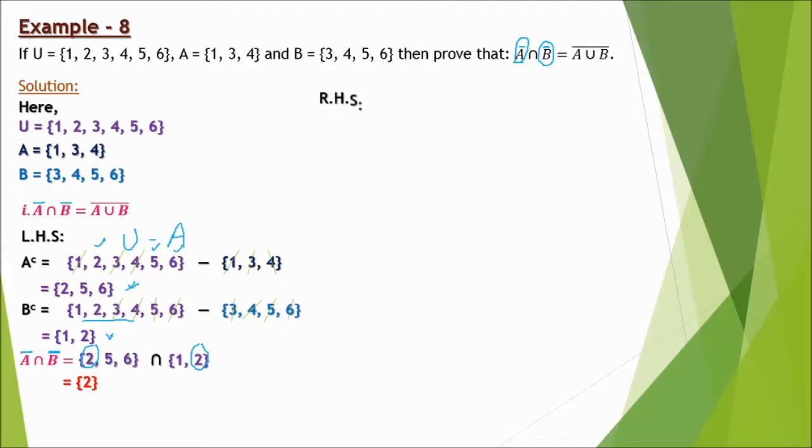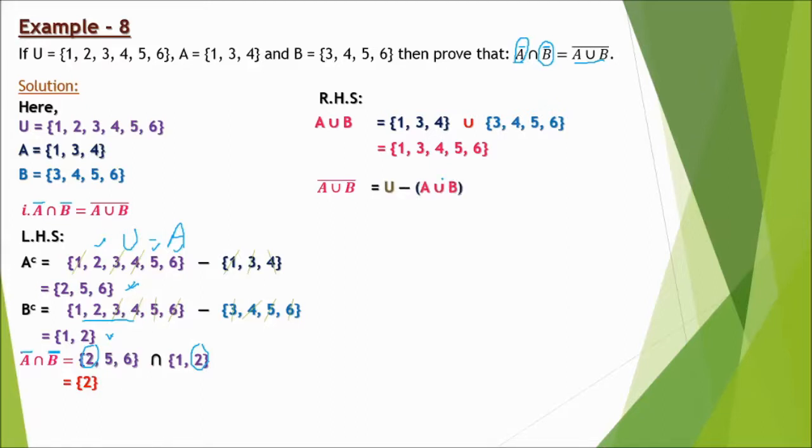So for the right hand side, first we have to find A union B, as it is inside this. So A union B, set A, union operator and set B. Union means all elements of both sets without any repetition. Now we have to find the complement of this union, A union B complement, and you know the formula, U difference A union B. Now let's start with the elements of set U first, the difference operator and the elements of A union B.